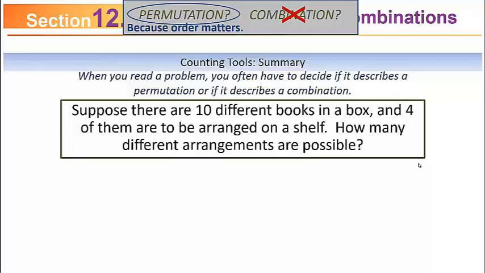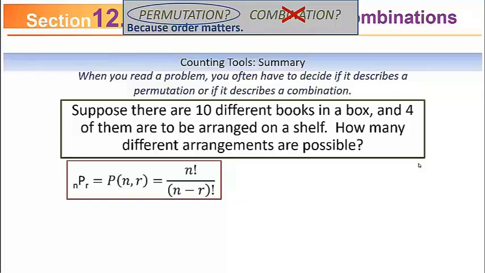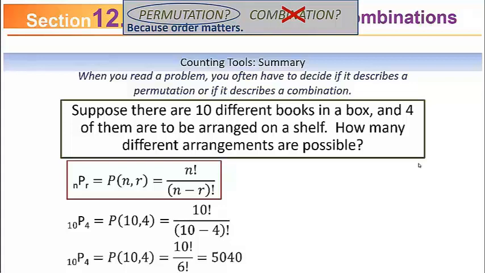You have to know here that order matters. You're making arrangements. By definition, that's order. So I use the permutation formula, plugging 10 in for n and 4 in for r. 10 books, 4 at a time. So that's 10 factorial over 6 factorial. And if you do the calculation, that comes out to be 5,040. There are 5,040 different arrangements of 10 books taking 4 at a time on a bookshelf.